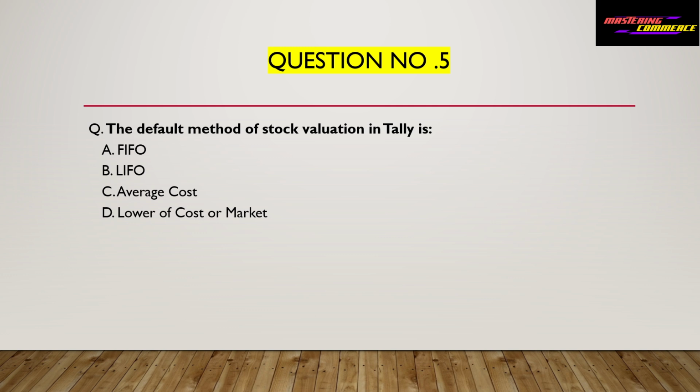Question number 5 is, the default method of stock valuation in Tally is. Options are FIFO, LIFO, average cost, lower of cost or market. Meaning whichever is lower, cost price or market price. So here the option is average cost.